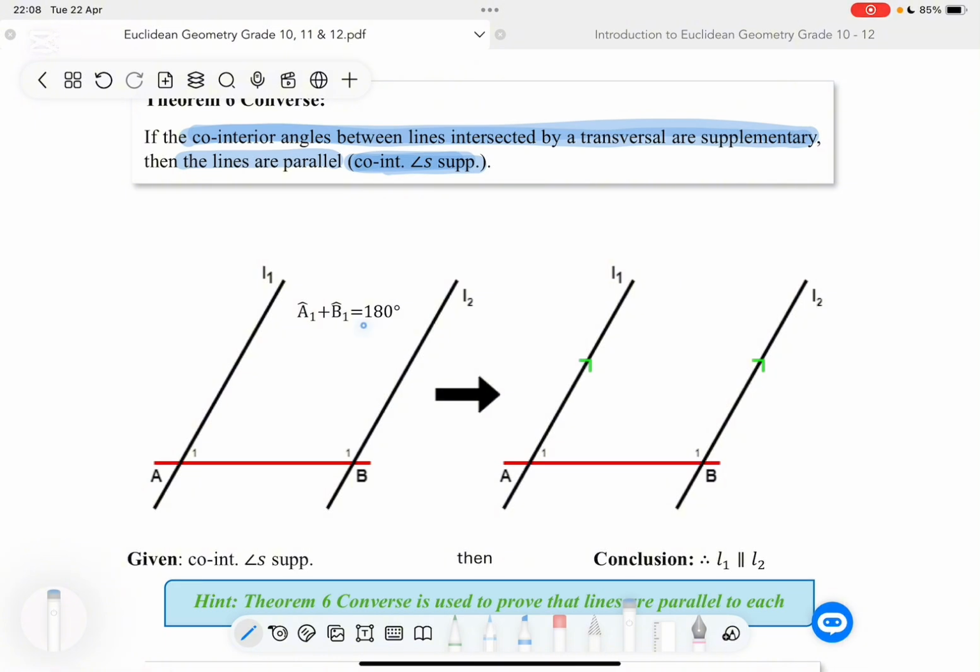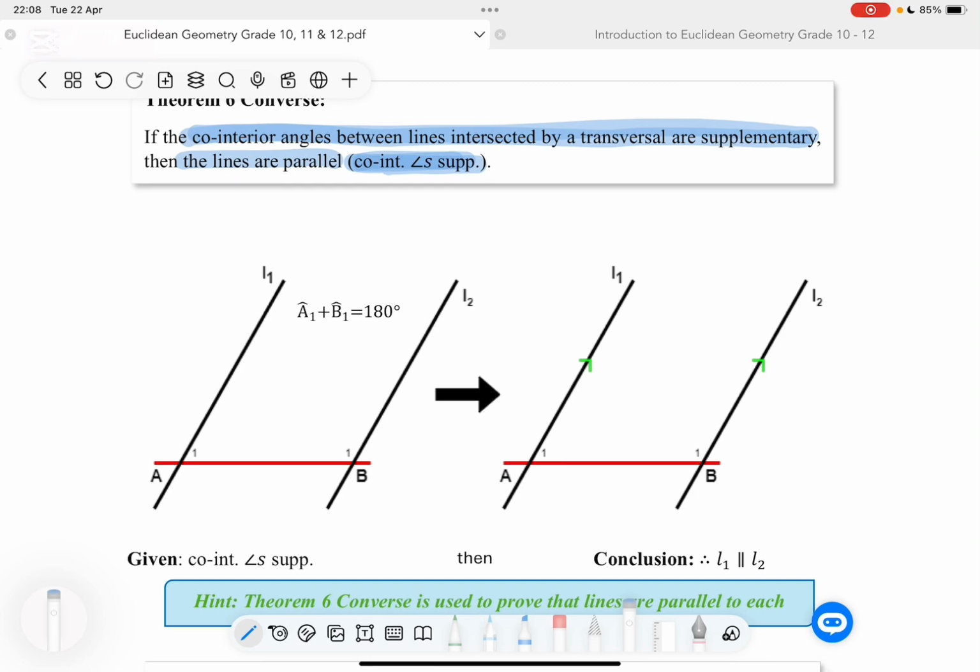Because if this angle here is greater than 180 degrees, it means these lines would be sitting maybe like this. They'll be sitting like that. And that means they will never be parallel, because at some point here they will intersect each other. And remember, parallel lines should never intersect each other. So we can then conclude to say these two lines are parallel if these two angles are supplementary. They are equal to 180 degrees.